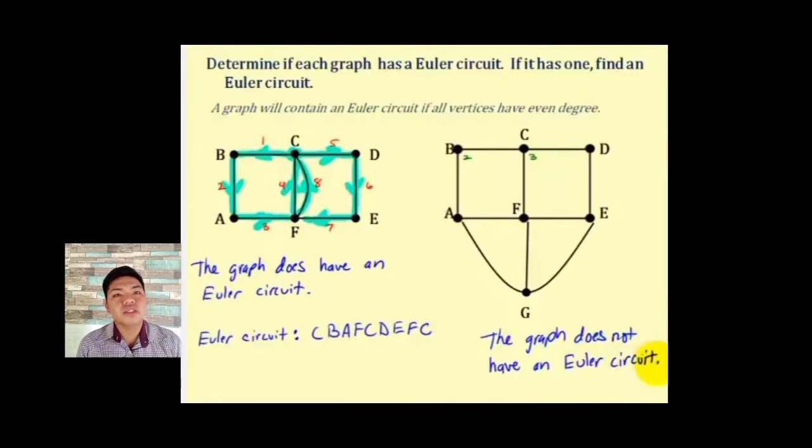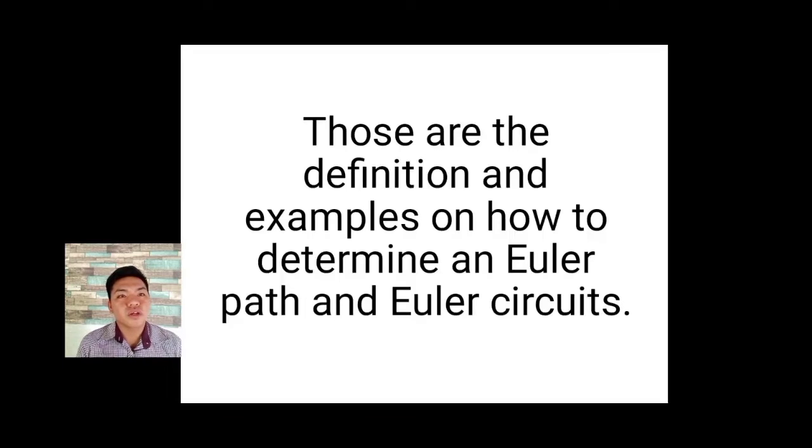So, ito naman is an Euler circuit. The graph does have an Euler circuit. And the next example, the graph does not have an Euler circuit. Dahil obvious naman po na dapat all vertices have even degree, ngunit may odd degree. Those are the definitions and examples on how to determine an Euler path and Euler circuits.